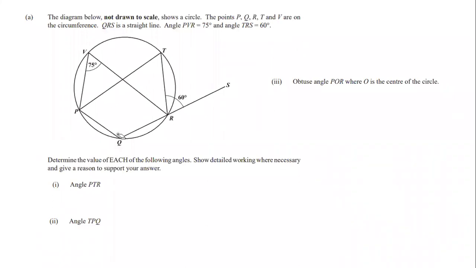The angle PTR, is it 75? The angles in the same segment. Angle PTR, 75. Yes, that is 75. You're correct. So that will be what? Angles in the same segment, 75 degrees. Angles in the same what? Segment.